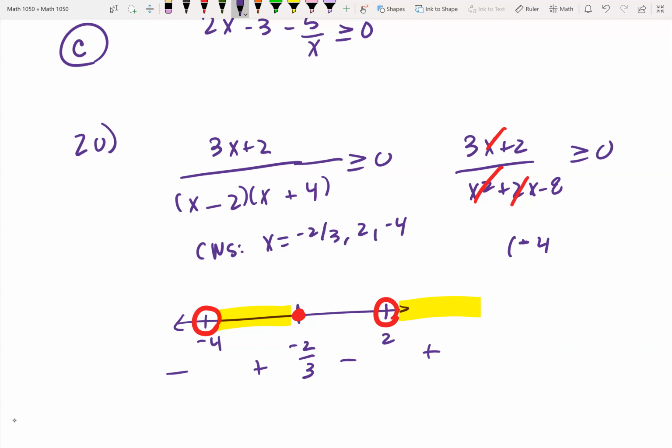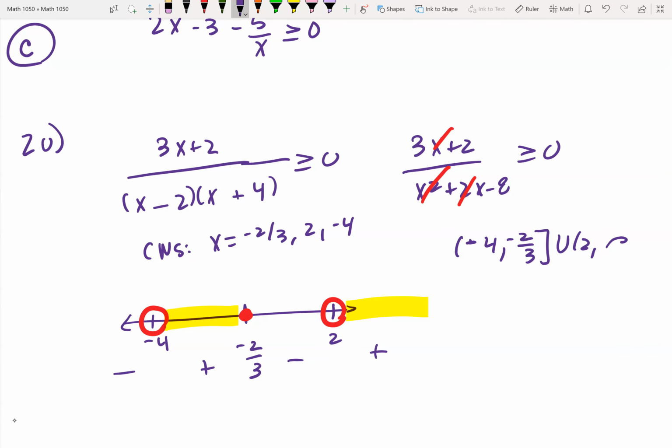So it would be negative 4 with a parenthesis to negative 2/3 with a bracket, union 2 with a parenthesis to infinity. That's your final answer. Please make sure you box or highlight that answer and you're done. Okay, 21.